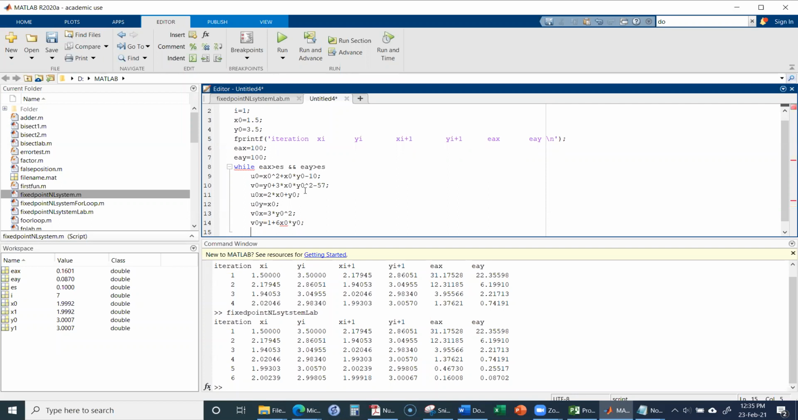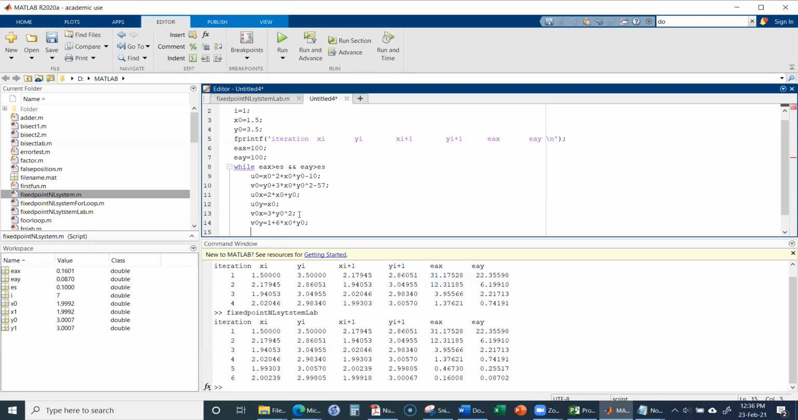So we have now defined these u naught, v naught, ux, uy, vx, vy. So we have defined these values. Okay, so it will be here. I think there is a mistake. I should put an asterisk over here, 6 times x naught over here.